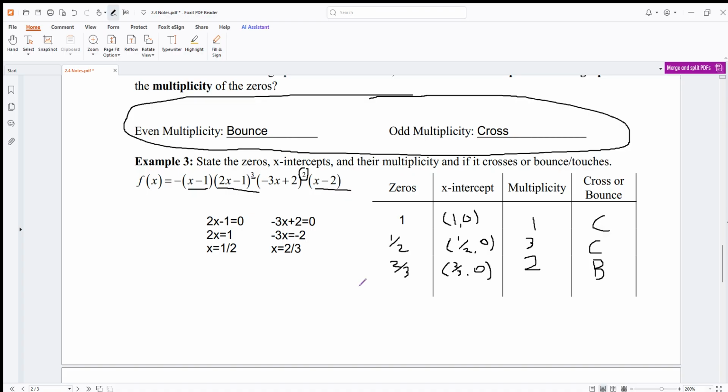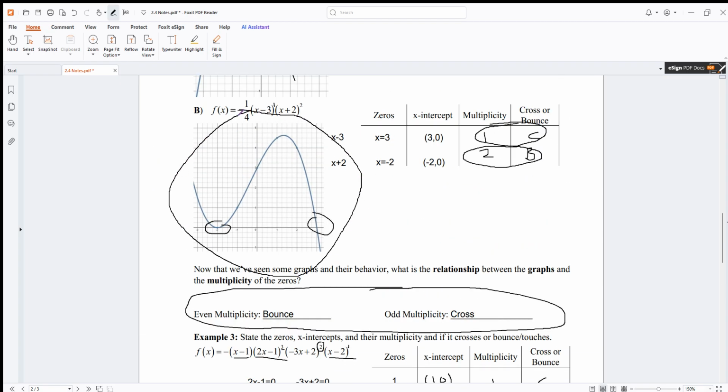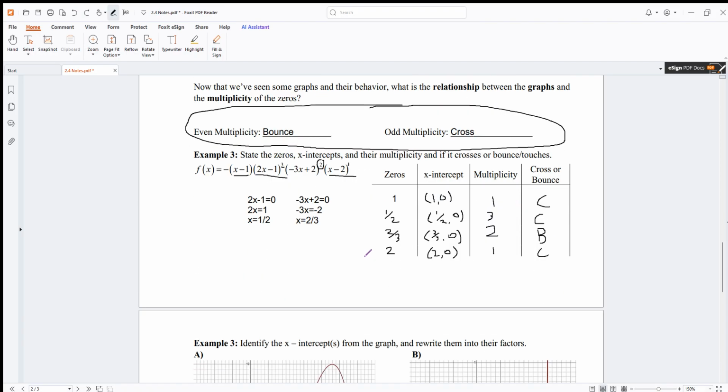The last one, if we set that to 0, we get x minus 2 equals 0, so 2 is the 0, which means 2, 0 is the intercept. We don't see any exponent written, which means that's an exponent of 1, which is an odd number. It crosses the axis. And this is what we need. This is our first step to actually graphing polynomials, which is what we'll do in 2.8. It'll be a long ways away, but this is how we start piecing those graphs together.